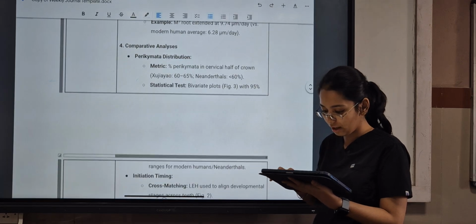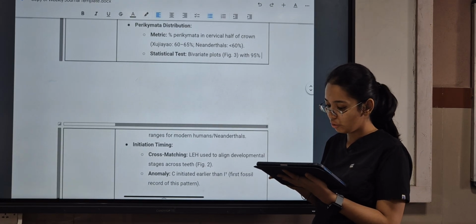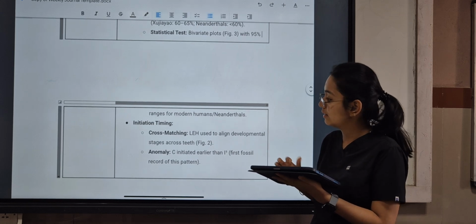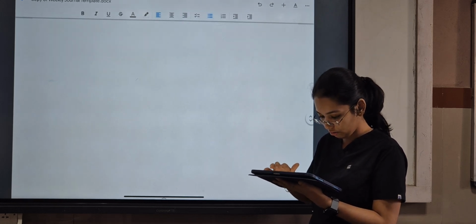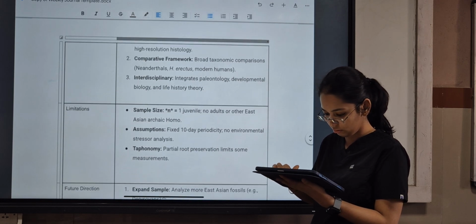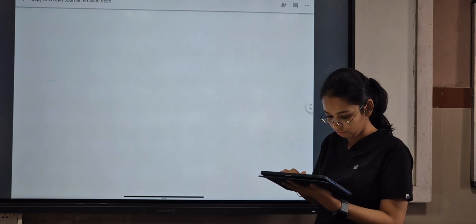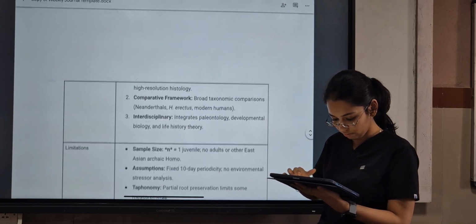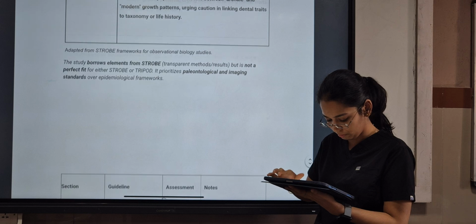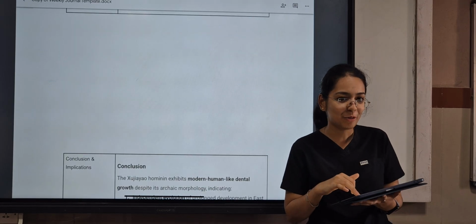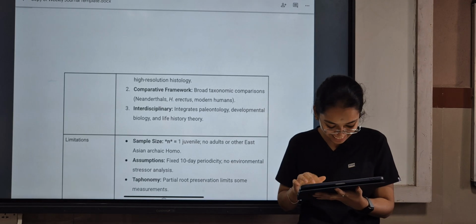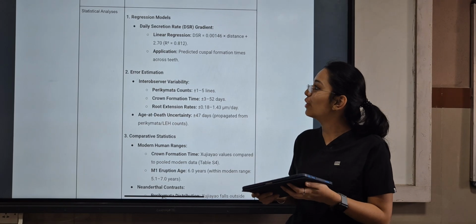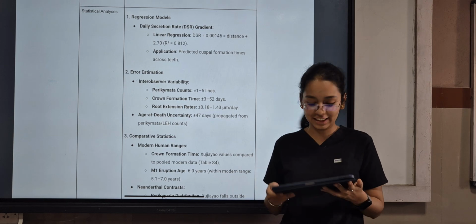And comparative analysis was also done in regard to perikymata distribution and initial timing, which will be later discussed in the statistical part. So, moving on to the statistical analysis, regression models were studied.